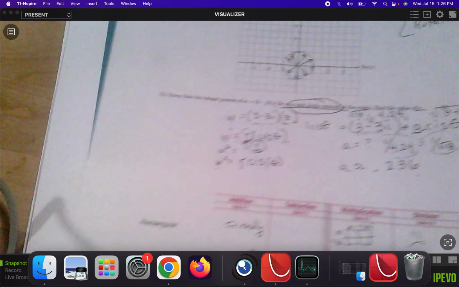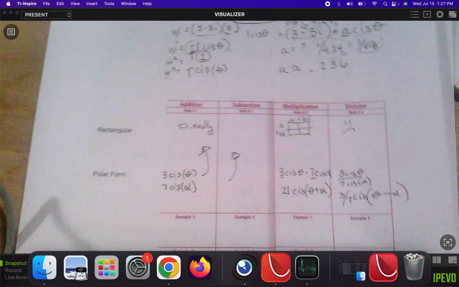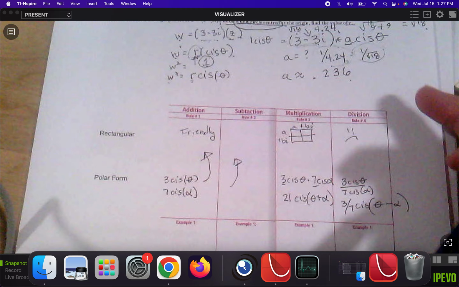Kind of finally, our last thing to think about would be filling out this chart, which is kind of like a big idea, right?